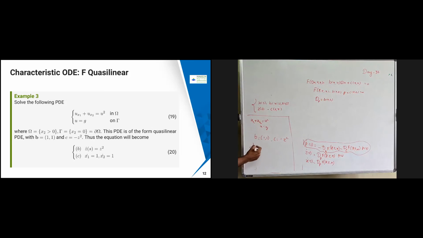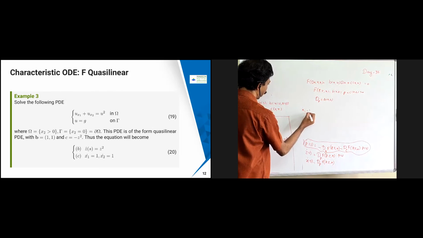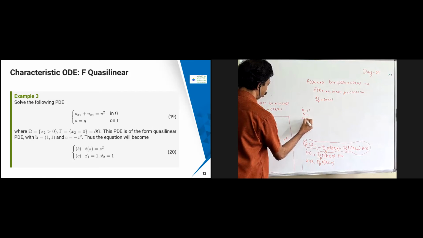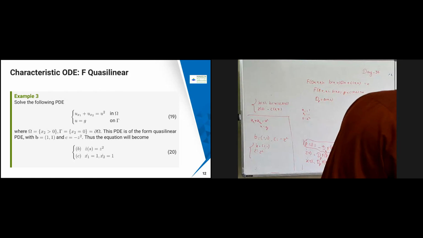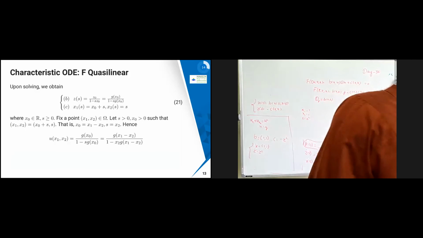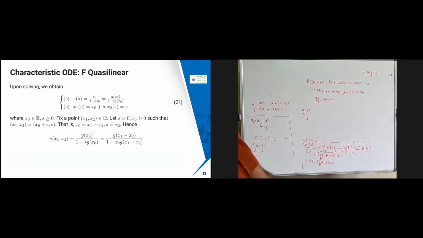So my system is going to become x dot equal to 1, 1, and z dot is going to become z square. That means I have x1 dot equal to 1, x2 dot equal to 1, and z dot equal to z square. So 3 equations are there. Once again, you can solve this problem, very simple one. So in that case, what are you going to get? You are going to get x1 and x2.